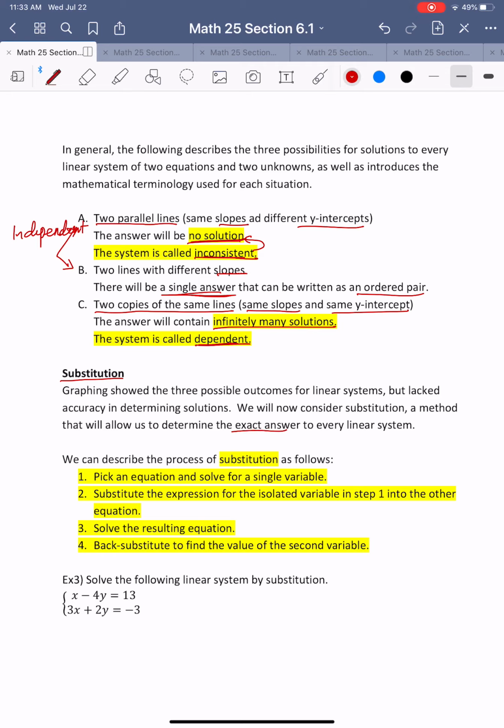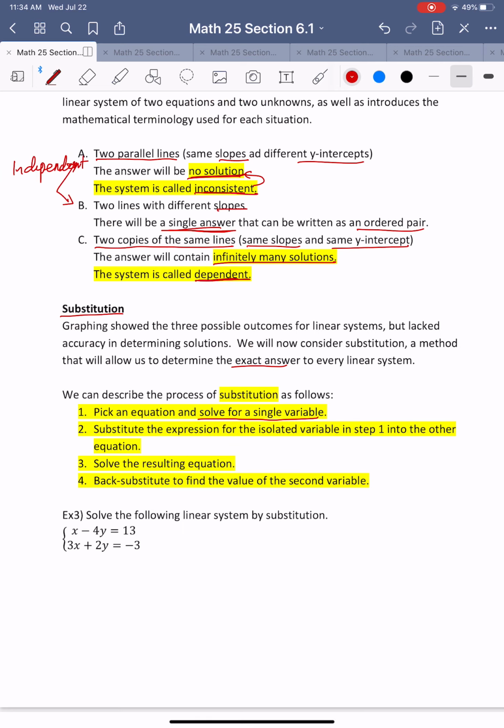So if you use substitution, you're always going to find the answer if there's an answer available. We can describe the process of substitution as follows. Number one, pick an equation and solve for a single variable. Number two, substitute the expression for the isolated variable into the other equation. Number three, solve the resulting equation and back substitute to find the other value that we are still missing.